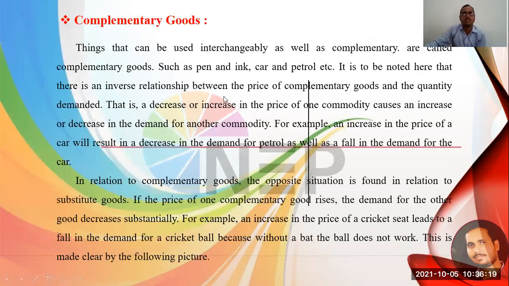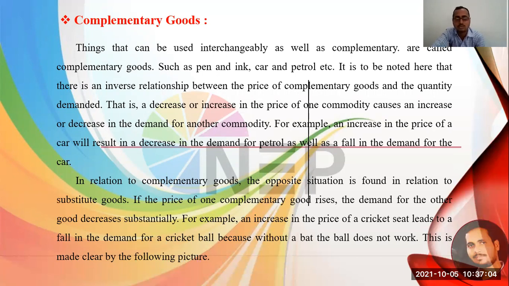Now, complementary commodities are things that are used together, also called complementary goods, such as a pen and ink, car and petrol, etc. It is to be noted that there is an inverse relation between the price of complementary goods and the quantity demanded. That is, a decrease or increase in the price of one commodity causes an increase or decrease in the demand for the other commodity. For example, an increase in the price of a car will result in a decrease in the demand for petrol as well as a fall in the demand for the car.